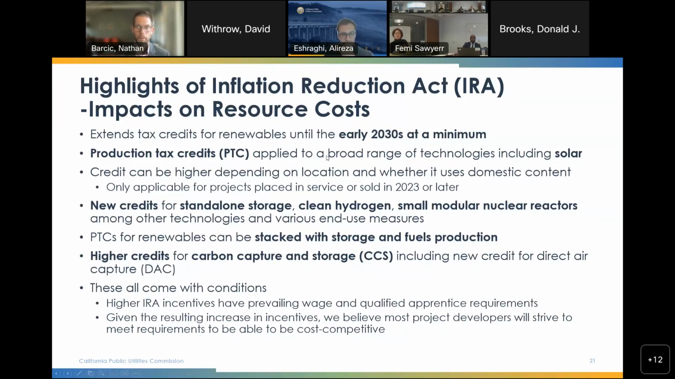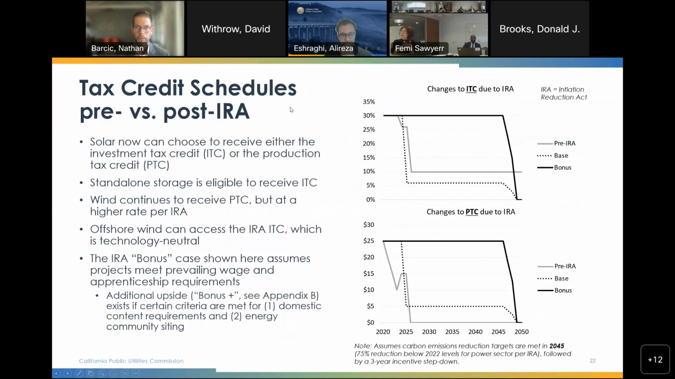So what would some of the tax credit schedules look like under the IRA? Here on this slide, we're showing some examples for the ITC and the PTC, the ITC being investment tax credit, the PTC being production tax credit. Here are some examples for the ITC and PTC schedules under three scenarios. The first one is a pre-IRA scenario, which is the tax credit schedule before any IRA impacts. In addition to that, we have a base IRA case and also a bonus IRA case, which is shown in the solid black line.